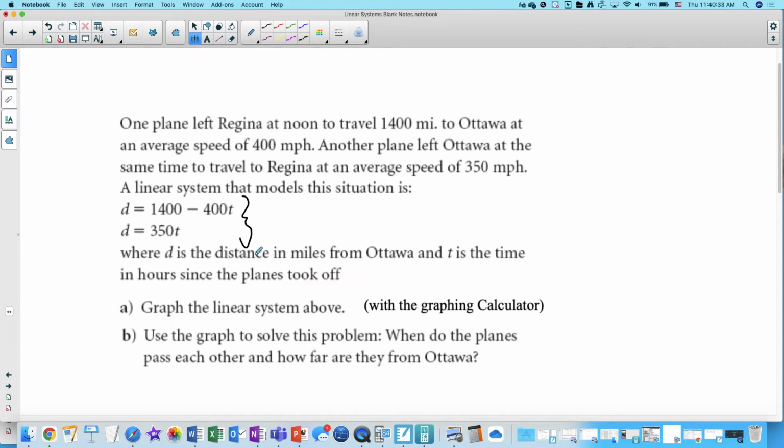Okay, so before we even start to talk about what we're being asked to do, let's just actually figure out what's going on and why these equations make sense. Okay, so what we have is we've got 2 cities, Regina and Ottawa. And oh, by the way, what's the distance between them? How far are they apart? 1,400 miles, yeah. Okay, and we have a plane that is leaving Regina.